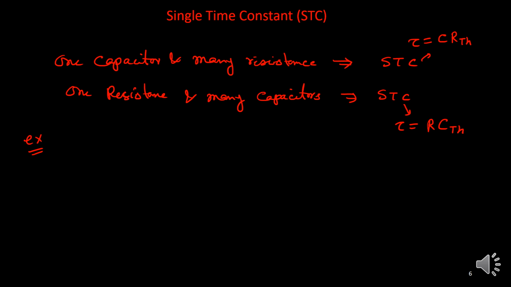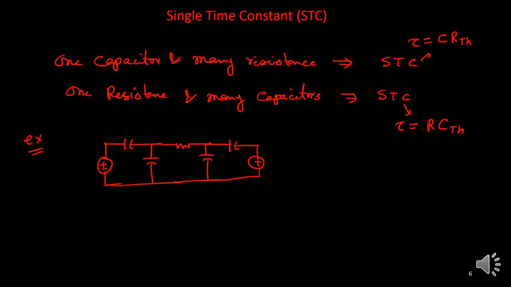Suppose I have this kind of circuit. Suppose on this side I have one source, and on that side I also have one more source. This is your 2 farad, 3 farad, suppose 1 farad, 4 farad. And this is your 3 ohm resistance, and it is 10 volt, it is 20 volt. Can you find the time constant for this one?